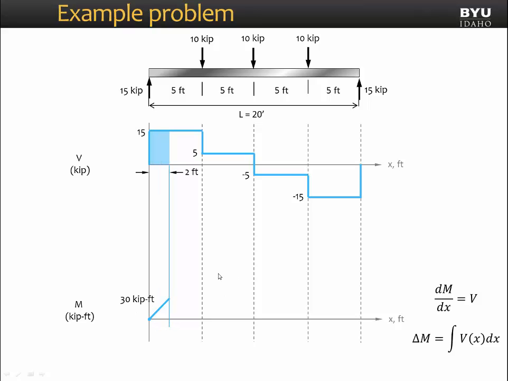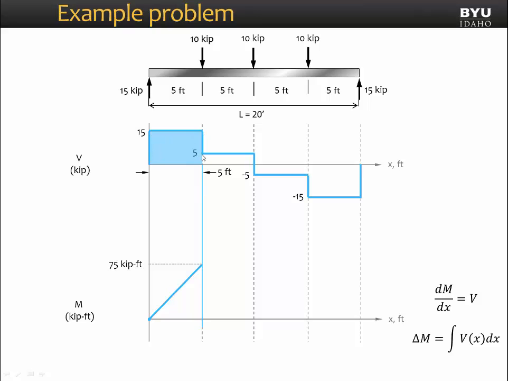When we move to 2 feet, the area then is 15 kips tall by 2 feet wide. We will see a jump from 0 to 2 feet will be 30 kip feet. And you see we maintain the same slope because from 0 to 5 feet on our shear diagram, the slope is constant. 3 feet, 4 feet, and now at 5 feet, our moment is equal to 75 kip feet. That is the area under the shear diagram.